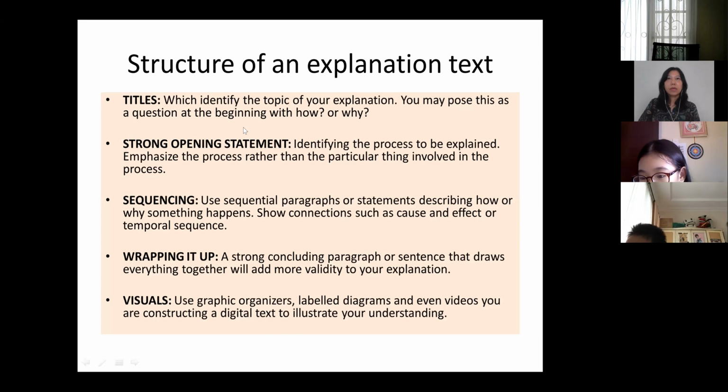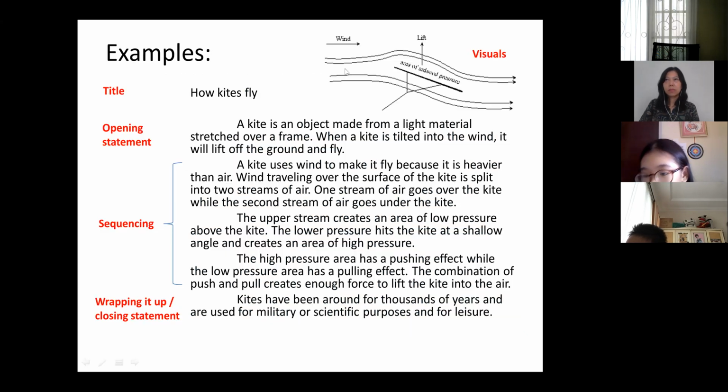All right. Can somebody help me to read the opening statement? Gracia, please help me to read. A kite is an object made from a light material which stretches over a frame. When a kite is floated into the wind, it will lift off the ground and fly.